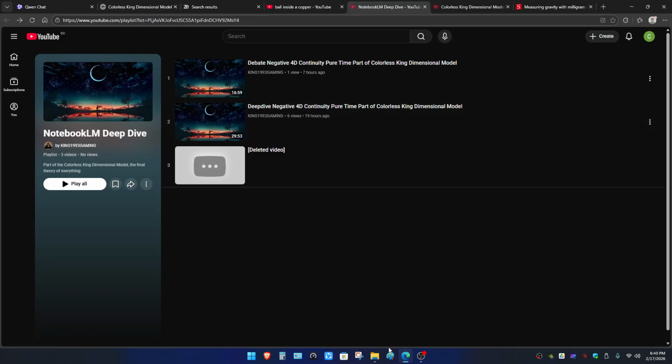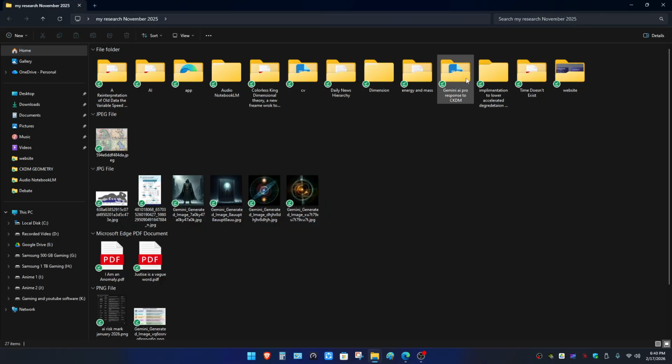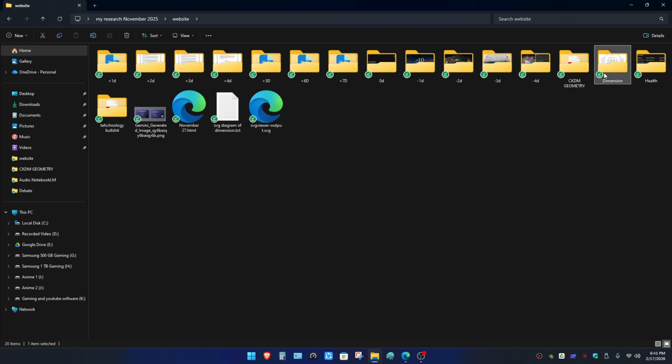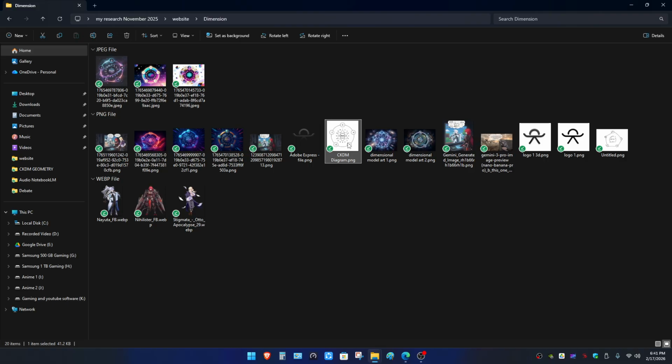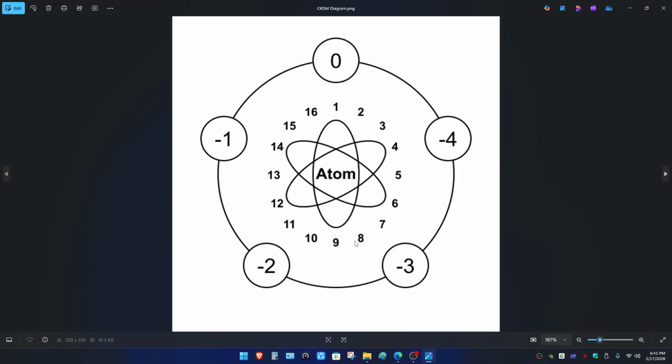And today I will be talking about one of the dimensional models in my CKDM. Today's topic will be about the... which one was it? About the positive 8 dimension. Okay. So the question is, what is the positive 8 dimension in the CKDM model?